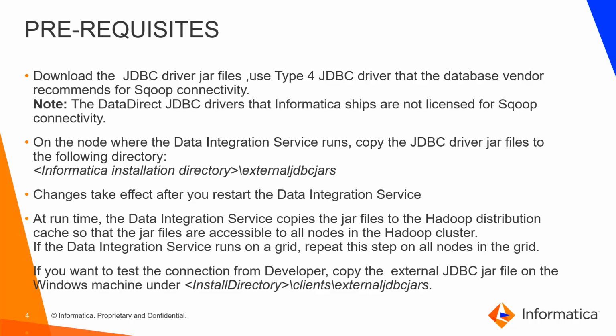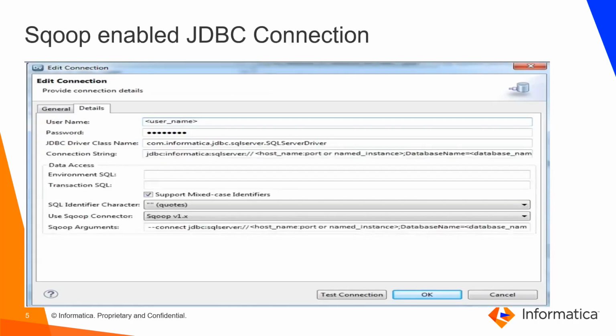Moving ahead, let's see how do we enable Sqoop in a JDBC connection. Here, we have to pass the username, password, JDBC driver class name, the connection string. To use Sqoop connector, you have to enable Sqoop version 1 and perform a test connection. Pass the Sqoop arguments as well.